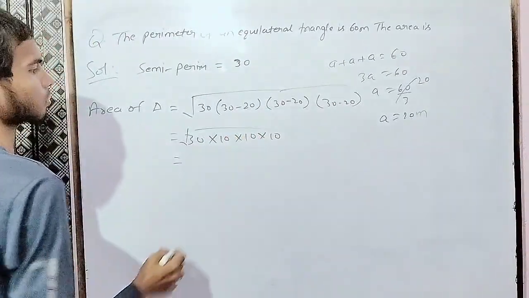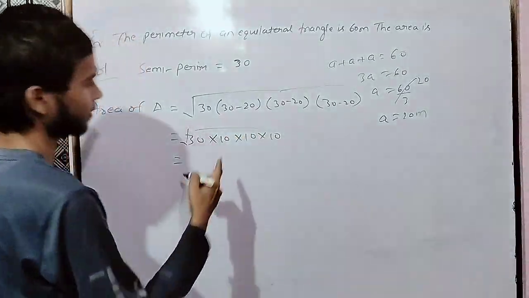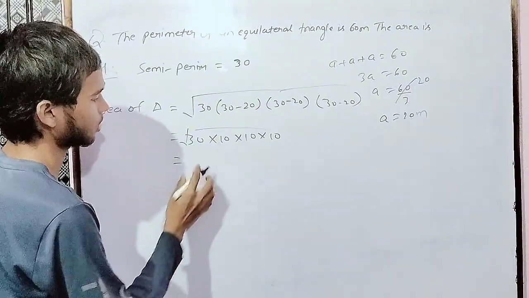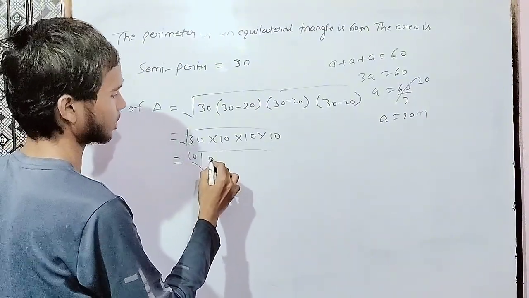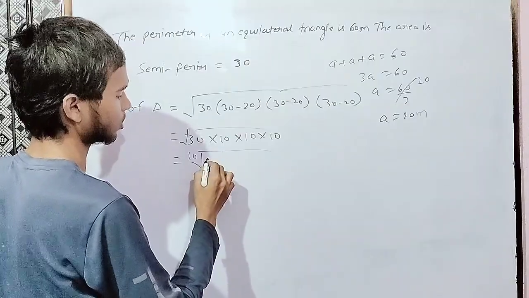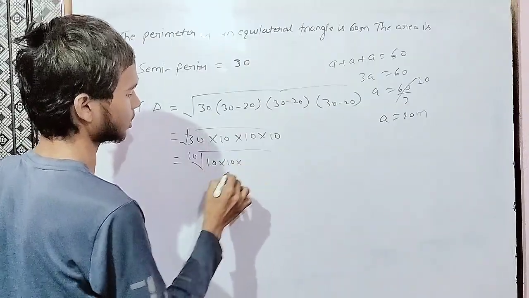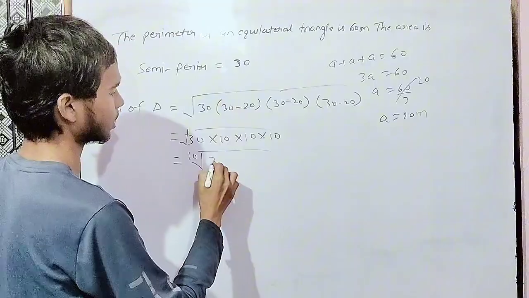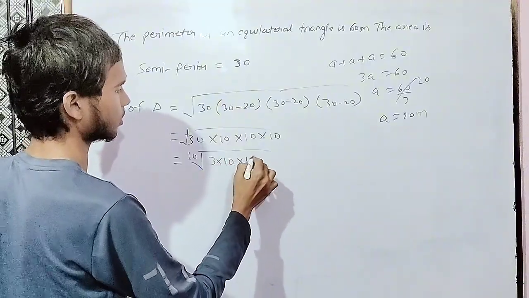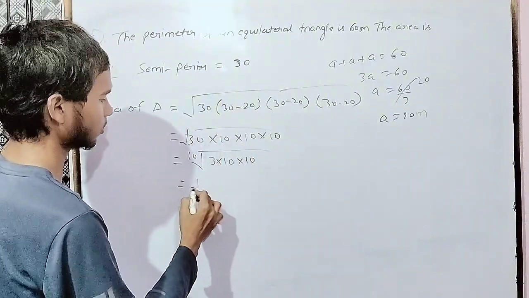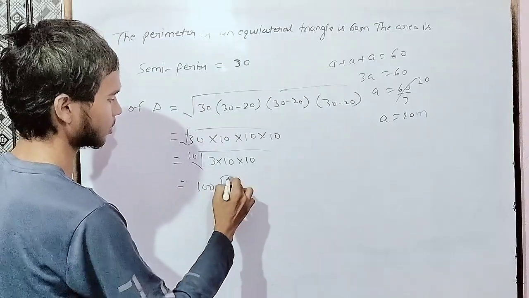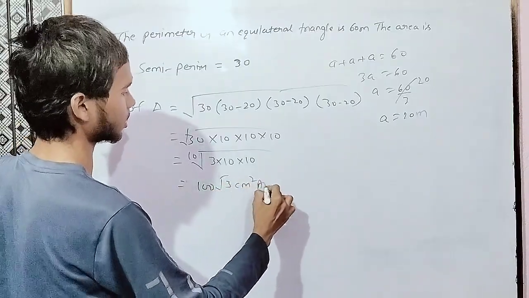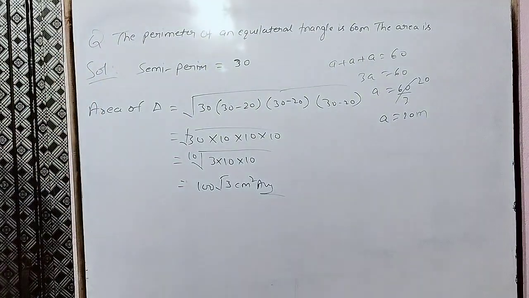Now again we have what? This is 3 times. Can we write this as 10? So 10 multiplied by 10 multiplied by 10. No, this is what? 3 multiplied by 10. 10. Okay. Now it is how much? 100 under root 3. This is the answer. You can say whether it is correct or not.